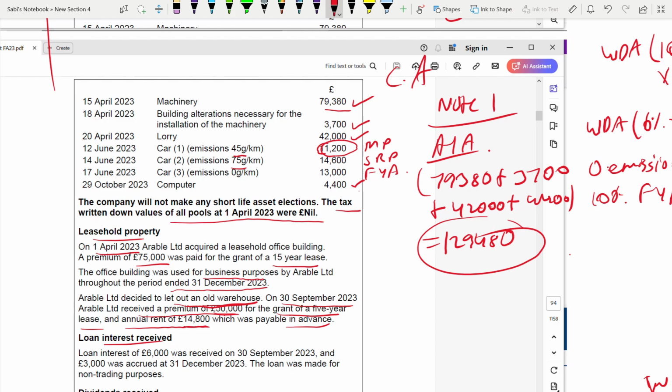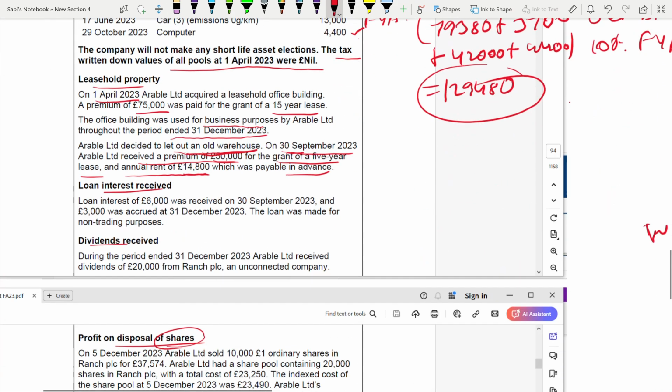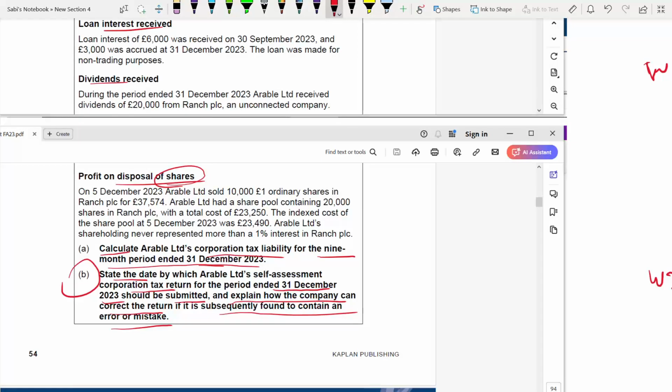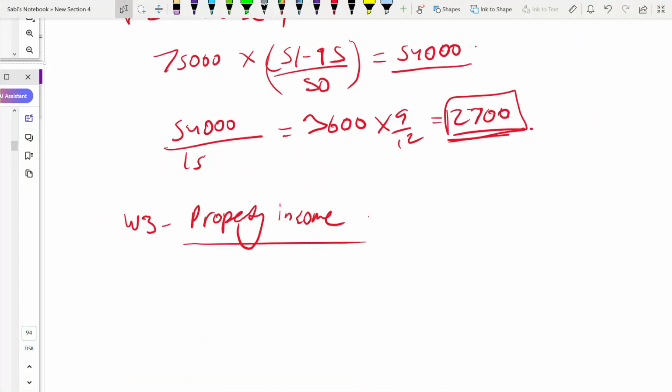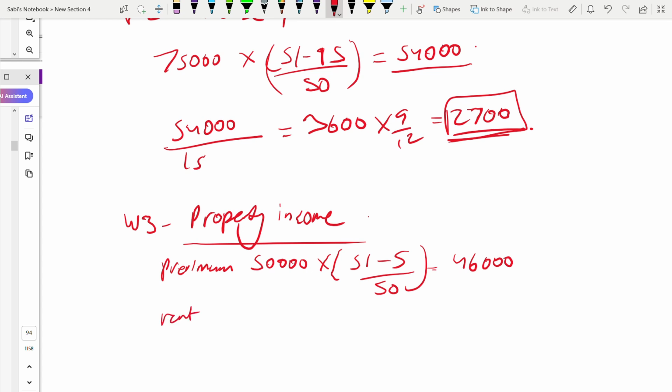So now, this is on 30th September. They have asked you for 31st December. Now when we are getting to the property income, remember there are two: one is the premium, one is the rent received. So the premium is 50,000 into (51 minus 5) divided by 50, which is 46,000. And the rent received, they have given 14,800, but you have to take only 3 months because it's from September to December, and 14,800 is annual. They have mentioned it also there.